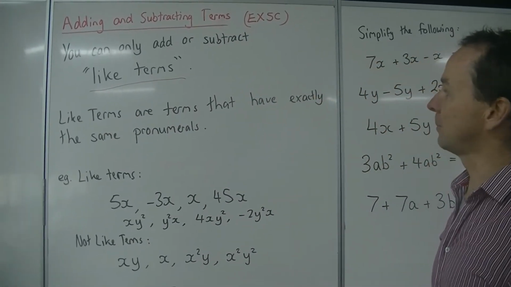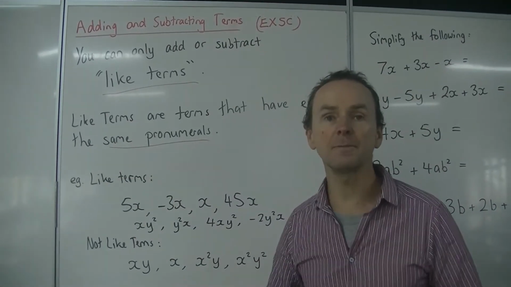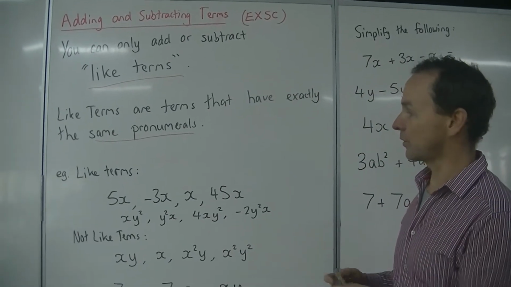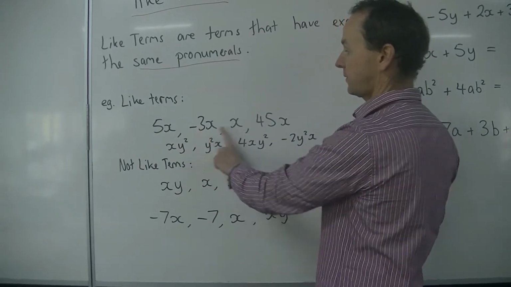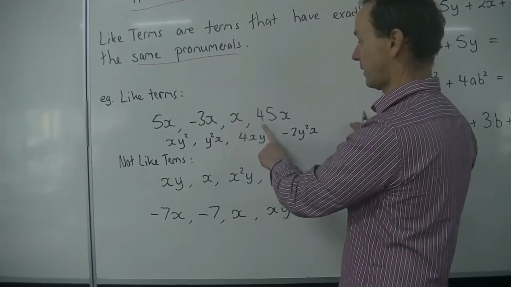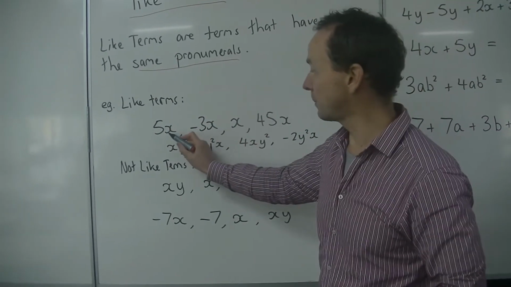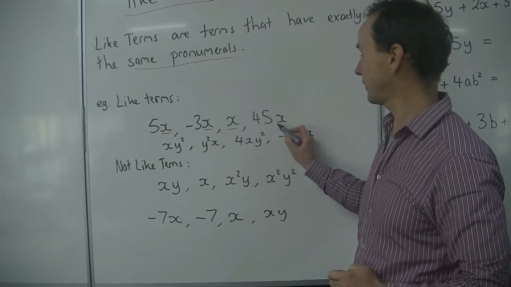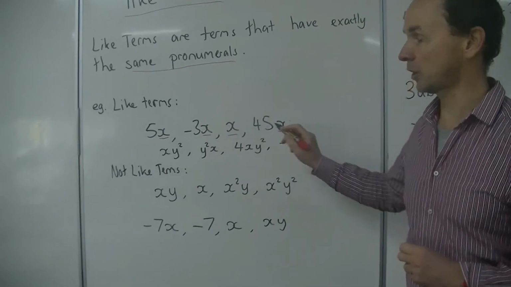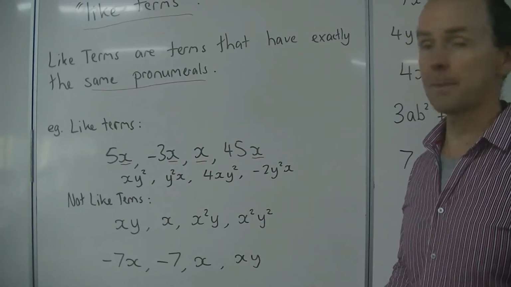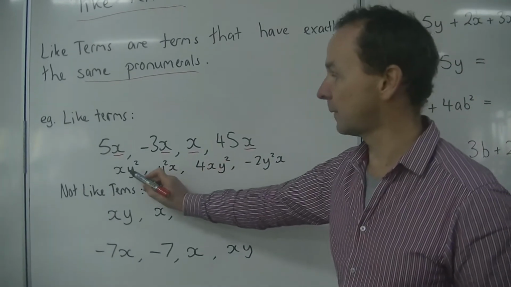So what is a like term? Like terms are terms that have exactly the same pronumerals. So they must be identical. Let's have a look. So like terms, if you look at this first line, 5x, minus 3x, just x, so that's 1x, 45x, these are all like terms because what is the pronumeral? The pronumeral in each case is x, just normal x. So they are like terms. So if they were in an expression, we could actually simplify that by adding or subtracting them, depending on where they were.